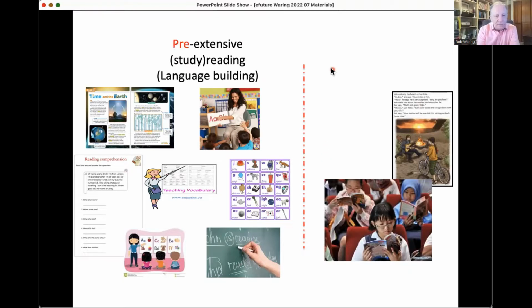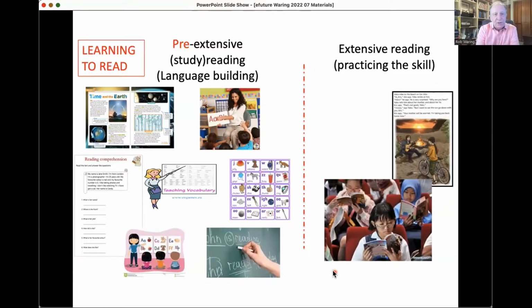The material on the left, sort of textbook material, language study, the vocabulary, looking at the grammar, explaining things. We call this pre-extensive reading or study reading. And the reason we do this is to build the language knowledge to be ready to read fluently. So it has a different purpose from the actual practicing of the skill. So on the left, this is much more language work, and the aim is to build language knowledge. On the right, it's a matter of practicing the skill. So we can make a distinction between learning to read and reading to learn. They're two different things, and we need to be clear about this distinction between the two.